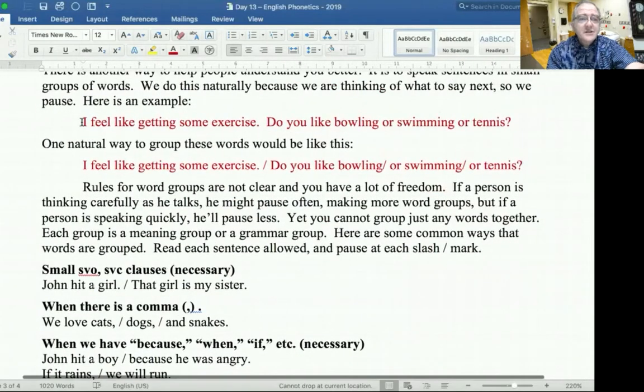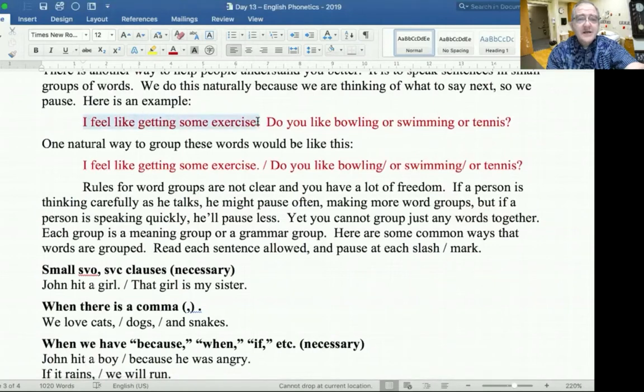Let me see this example. I feel like getting some exercise. Do you like bowling, swimming, or tennis? Now that is not a good way to speak. I spoke too fast. I didn't stop. We group words together. I feel like getting some exercise. Okay, that might be one. Do you like, that's another. Bowling, that's another. Or swimming, or tennis.